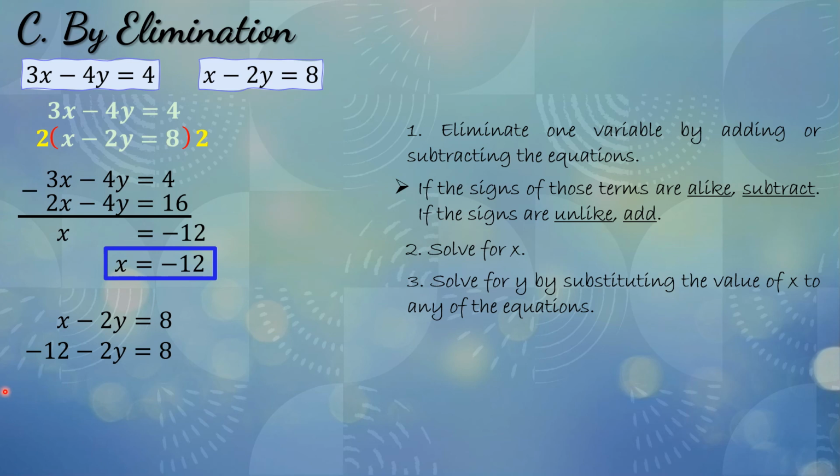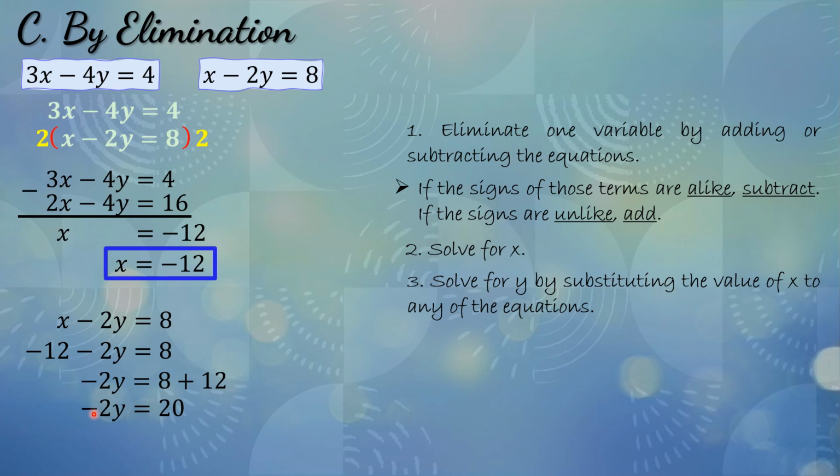Transpose negative 12 to the right side. So magiging negative 2y equals 8 plus 12. Negative 2y equals 20 because 8 plus 12 is 20. Okay, may numerical coefficient ang y dito which is negative 2. So kailangan makancel natin yan para mahanap natin yung value ng y. So let us divide both sides by negative 2.